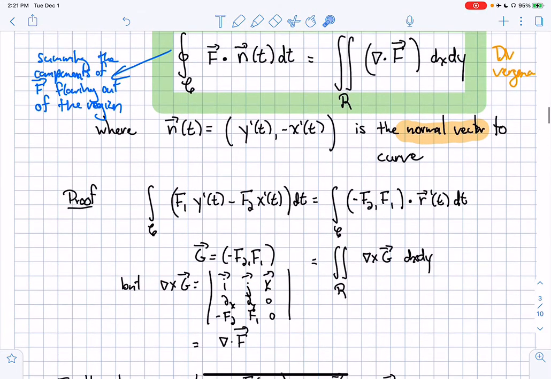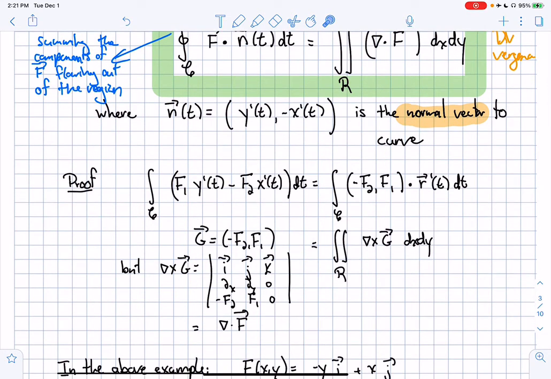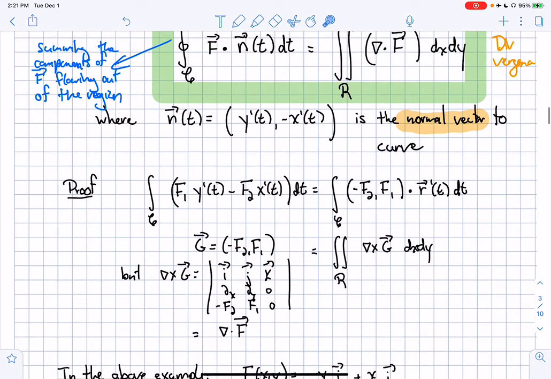Now, here's the proof of the second version using the first. Okay? So when I do the integral over the curve of the dot product, let's say the component f1, f2 of f, dot product with this, this is what I get. Okay? f1 y prime minus f2 x prime dt.